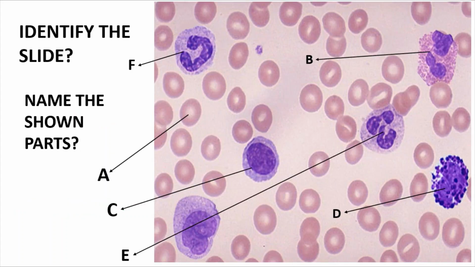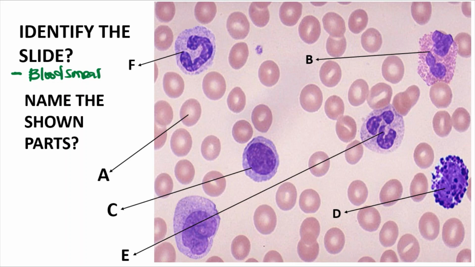All right. Now, identify this slide. This slide shows a lot of blood cells. So you can say blood smear, or you can say bone marrow smear, depending on the cells that are found here.